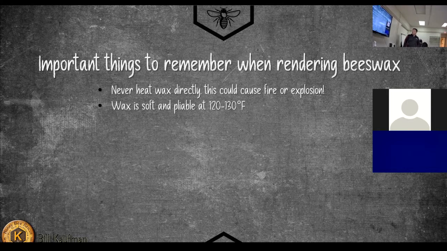It's soft at 120 to 130. And this is information you need to know if you're making something with the wax. Typically, candles is the first thing that comes to mind for most people. Wax melts at 147. So you want to bring it up to about the 150 degree range when you're making something.